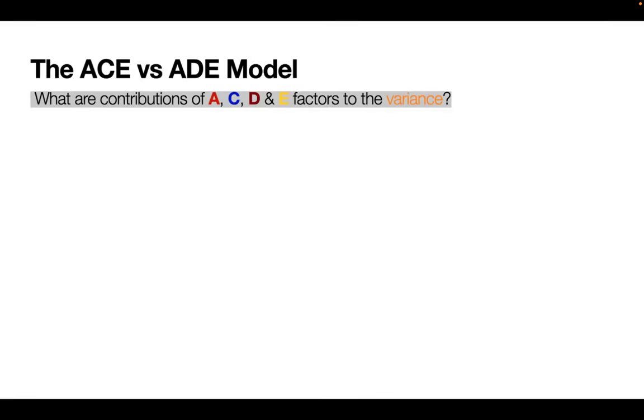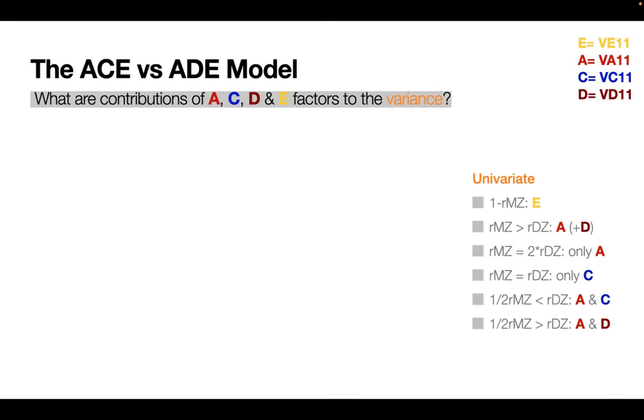So let's start with the ACE or ADE model. The focus here is on what are the contributions of these potential sources of variance to the total variance of the trait. Note that we might interchangeably use E and VE in these slides to simplify some of the notations. You might remember from our previous presentation how we get to estimate the variance components.